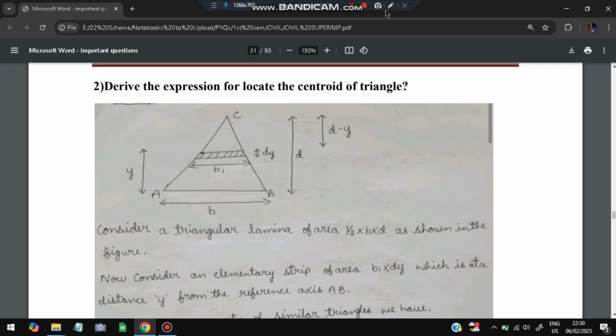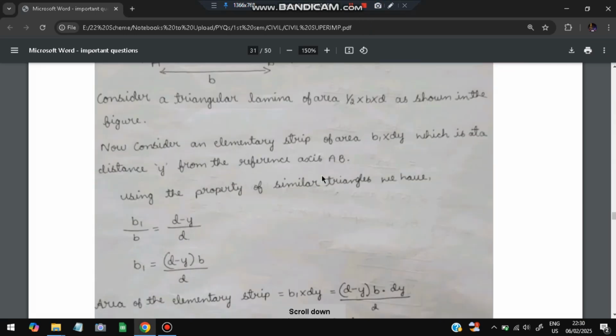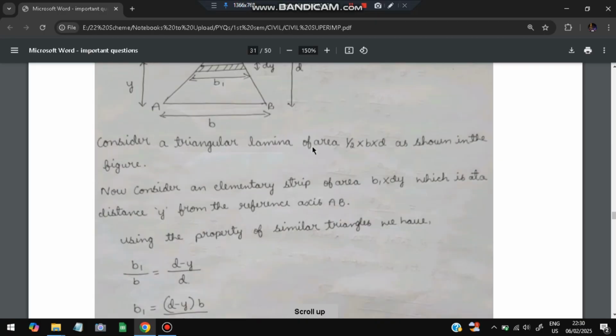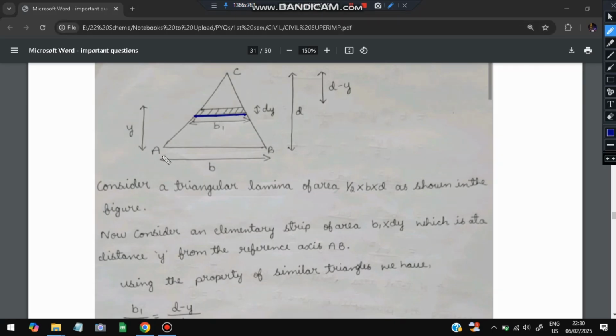For the triangle you have to consider two triangles. One is this triangle, and another one is this triangle. The steps are as follows. First, using the property of similar triangles, we have b1 by b is equal to d minus y by d. This by this is equal to d minus y by d, by the property of similar triangles.